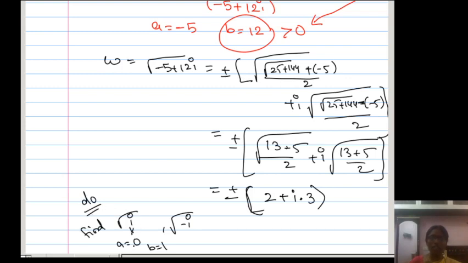Root i means a is equal to 0, b equal to 1, which means you have to apply the b greater than 0 formula, the above formula. Root minus i means a is equal to 0 and b is equal to minus 1, less than 0. So you have to apply the second formula. So use the same formula, do the problems, you will get the answers. Okay, next.